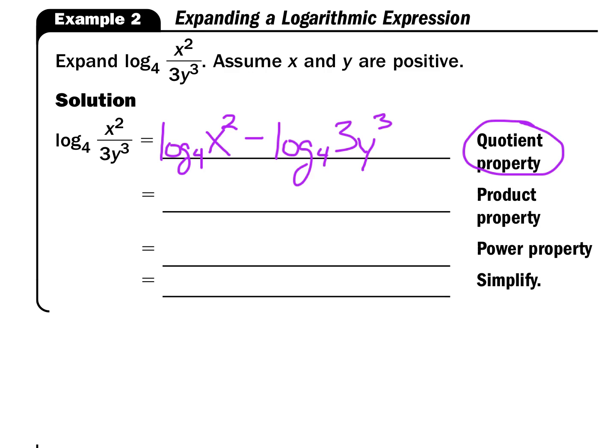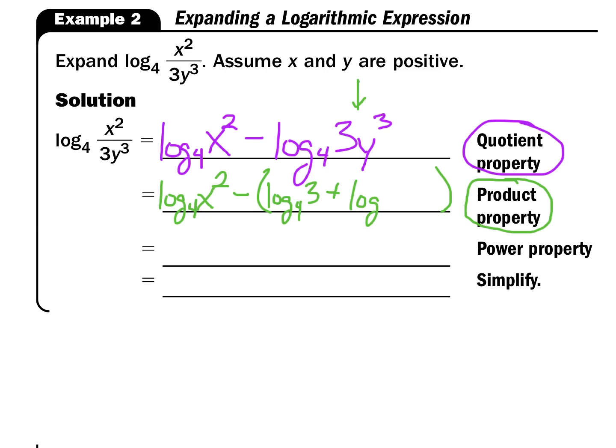Okay, then I'm going to take a look. I've got a product right here, 3 times y cubed, so I'm going to use the product property. So that would be log base 4 of x squared, nothing changes there, minus, and now I need to be really careful because I'm going to split this into a sum, so I need to make sure that I put it inside parentheses. So log base 4 of 3 plus log base 4 of y cubed.